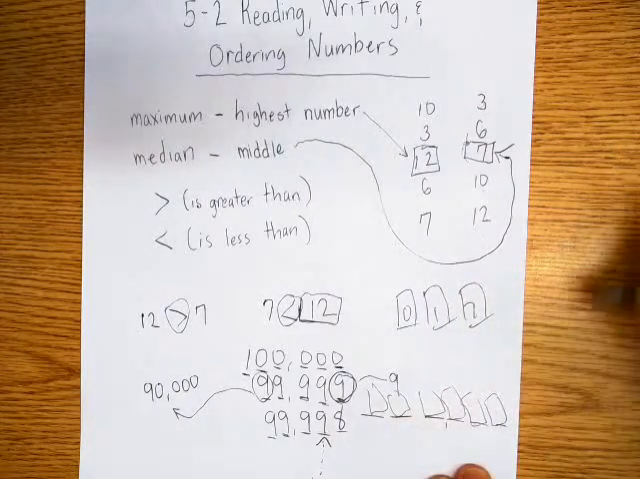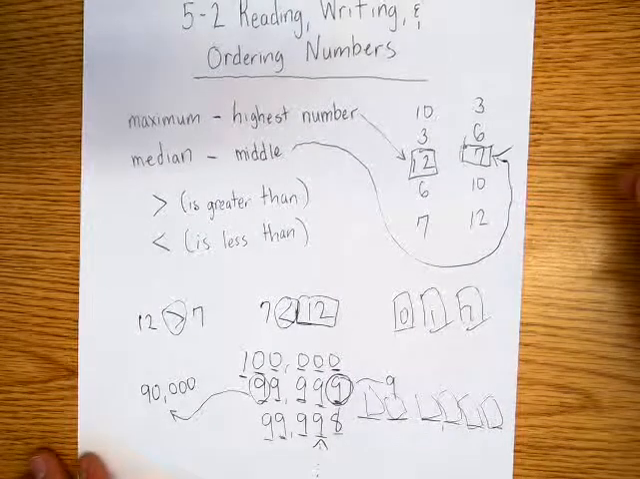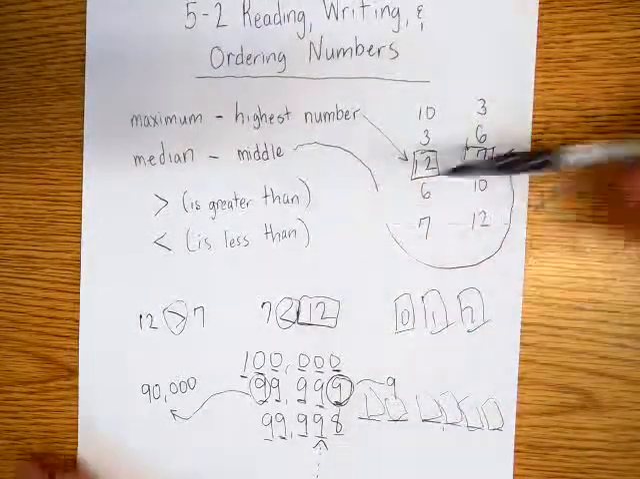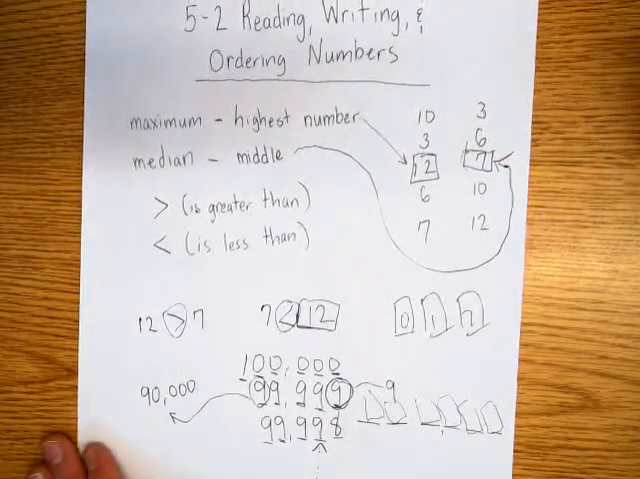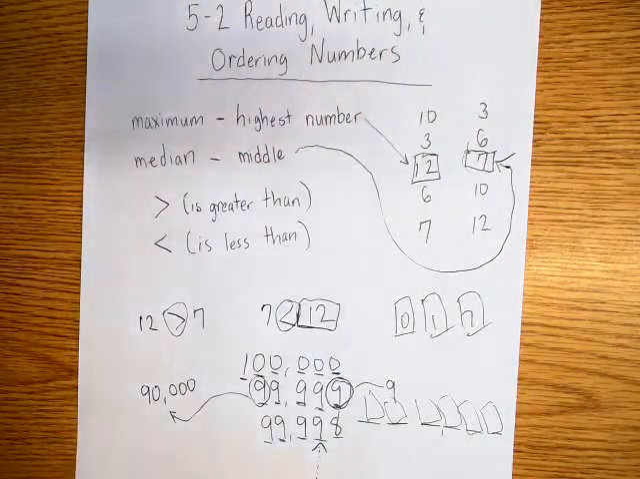And you'll certainly be seeing some homeworks come home that look kind of similar to this. So anyway, I want you to practice this, understand it, ask if you have questions. This is lesson 5.2, reading, writing, and ordering numbers, the parent help video for grade 3 Everyday Math.